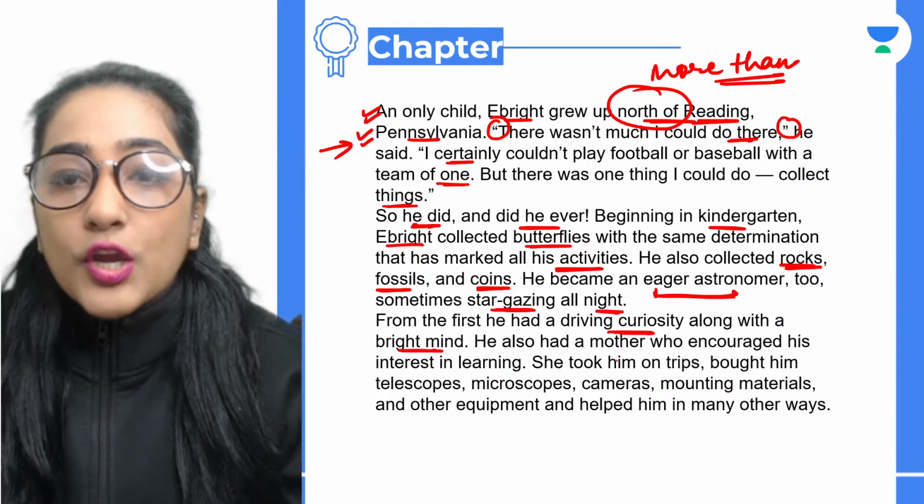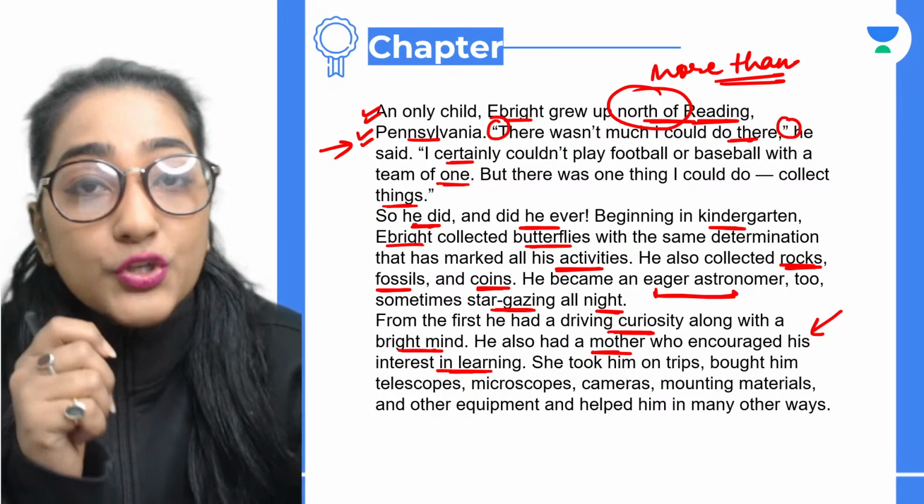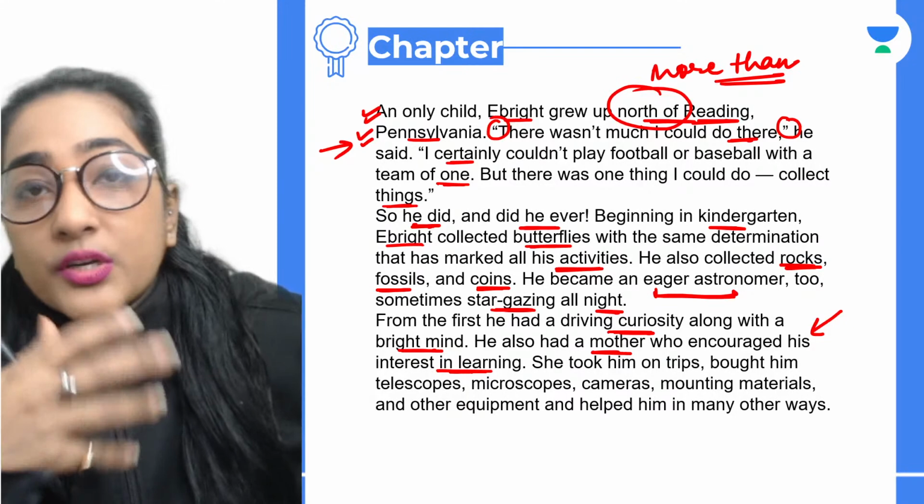So he also had a mother who encouraged his interest in learning. Her mother really played one of the very major roles in his life, because she was the one who always supported him and always encouraged him in his interest in learning. And how did she do that? We'll come to know about that.